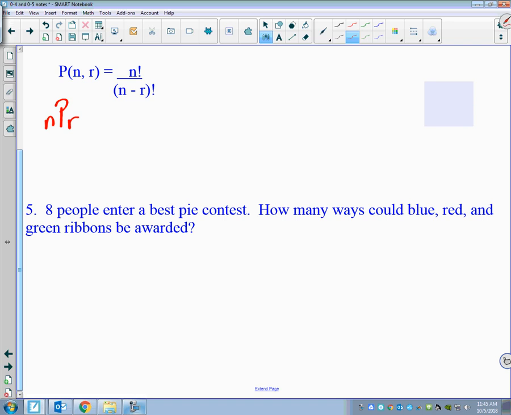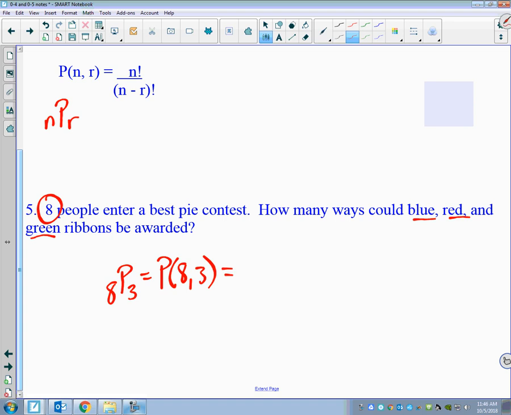It says 8 people enter a best pie contest. How many ways could there be blue, red, and green ribbons awarded? And so that's like first, second, and third place, right? So we are saying there are 8 total people, so that would be our n, and we have 3 ways you can win, so that would be 8P3, or that's the same as saying P(8, 3). Those are both ways of saying this.